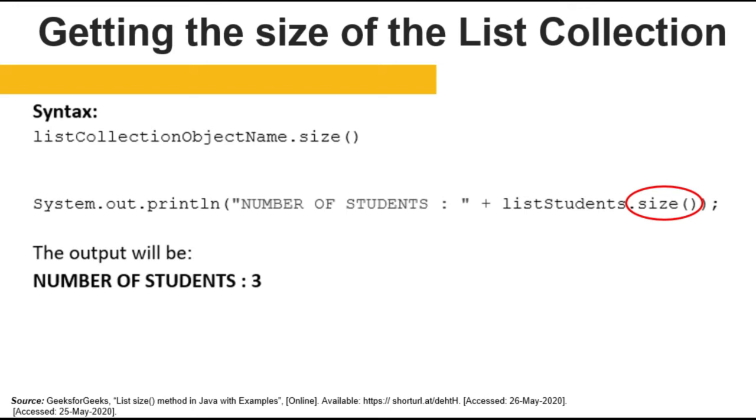System.out.println, open parenthesis, number of students, concatenated, the name of our list collection object, which is students, then the name of our method, which is size, followed by a pair of parentheses and a close parenthesis. So the output will be number of students equals 3, considering our previous example, which adds 3 student objects in our list students.